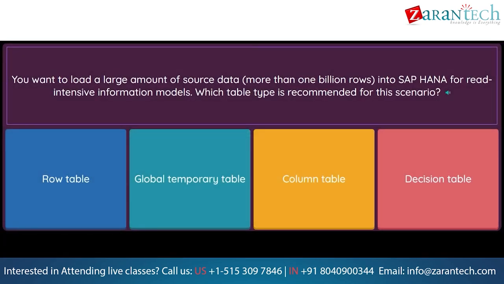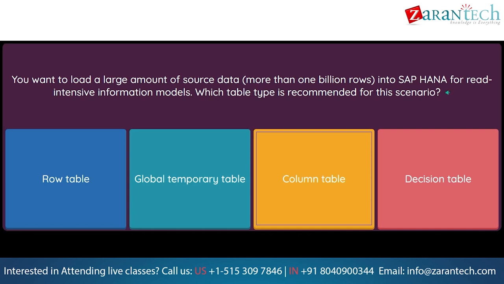Question: you want to load a large amount of source data, more than 1 billion rows, into SAP HANA for read-intensive information models. Which table type is recommended for this scenario? Option 1: Row table. Option 2: Global temporary table. Option 3: Column table. Option 4: Decision table.